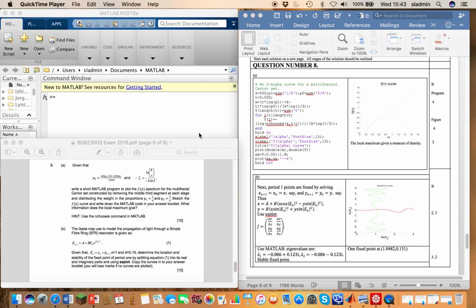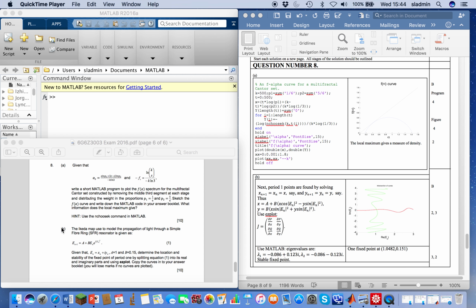This is the solution for question number 8 for dynamical systems and chaos. Question 8a asks you to write a short MATLAB program to plot a multifractal spectra for the Cantor set. And part B, again, is related to the Ikeda map. And we want to determine fixed points of period 1 for this Ikeda map.